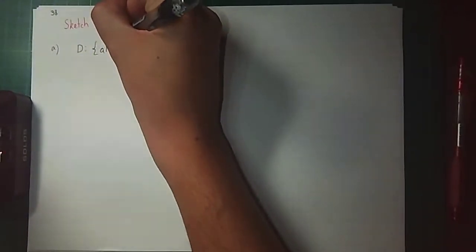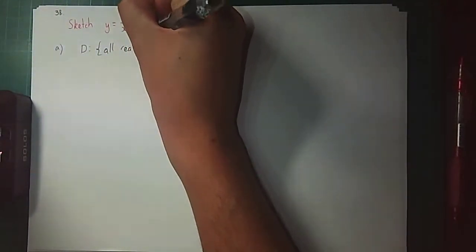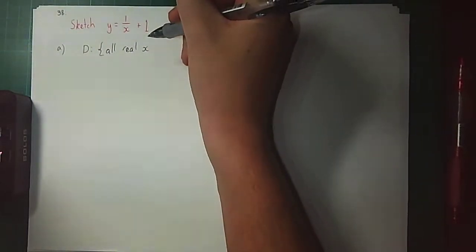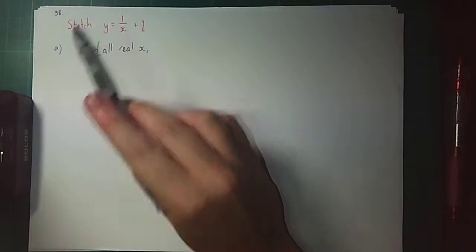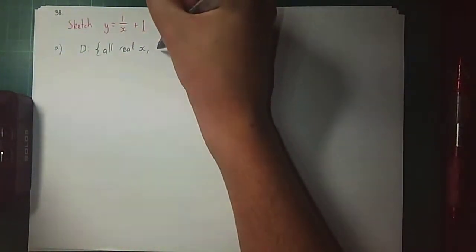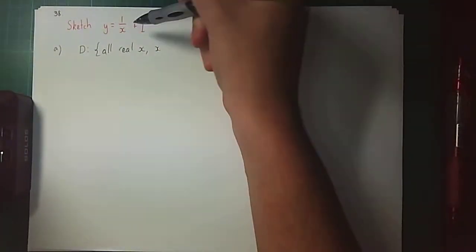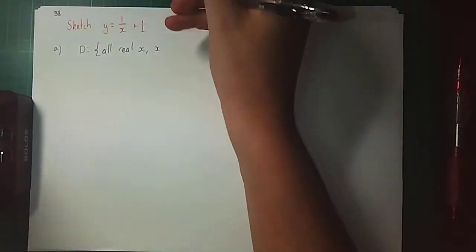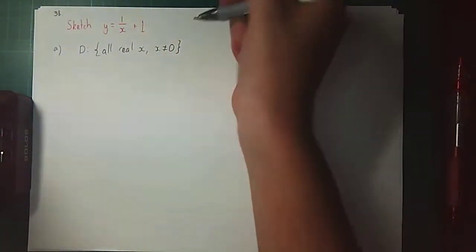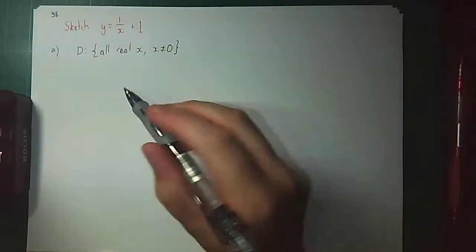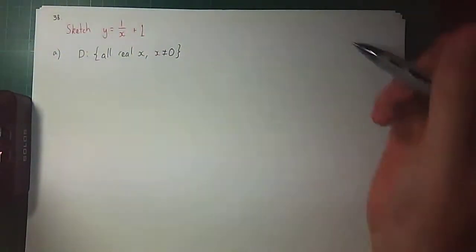Well, we can have any x value. However, we cannot have x be equal to 0 because it would result with a 0 at the bottom of this fraction, and that's undefined, so we can't actually have that. It's not a real number. So that's our domain. Our range is where it gets a bit different.